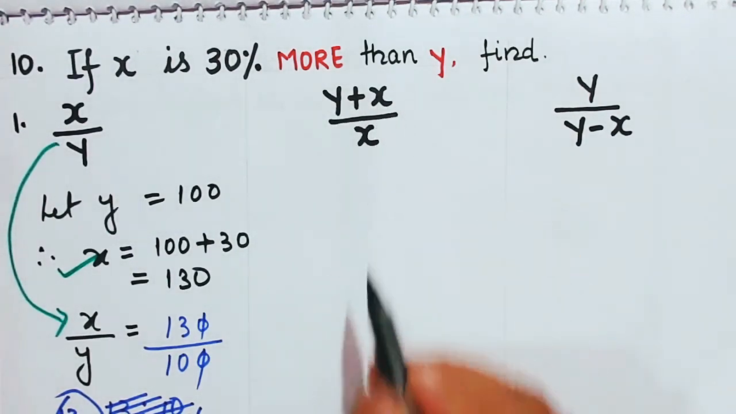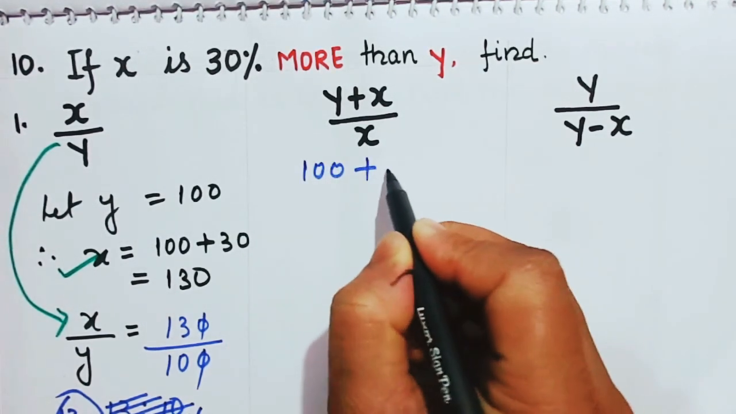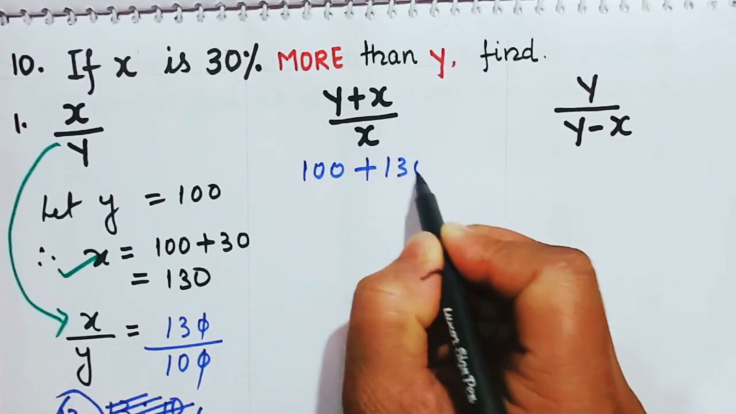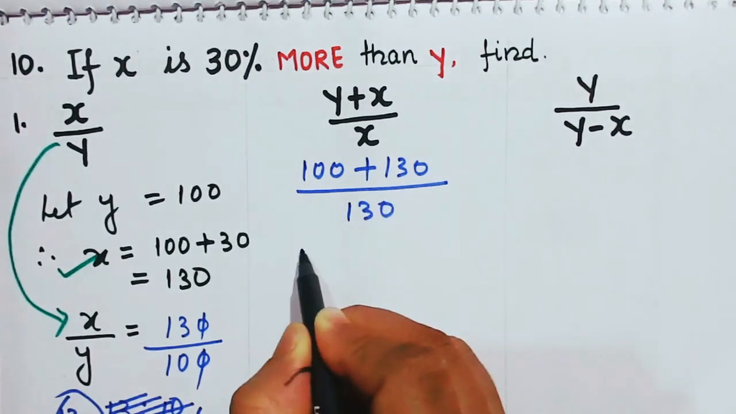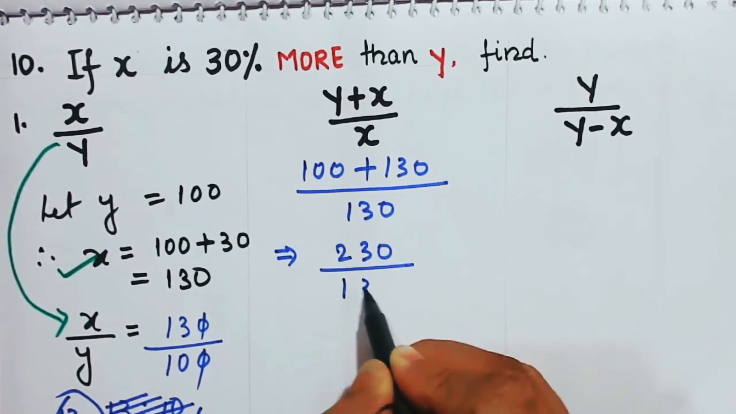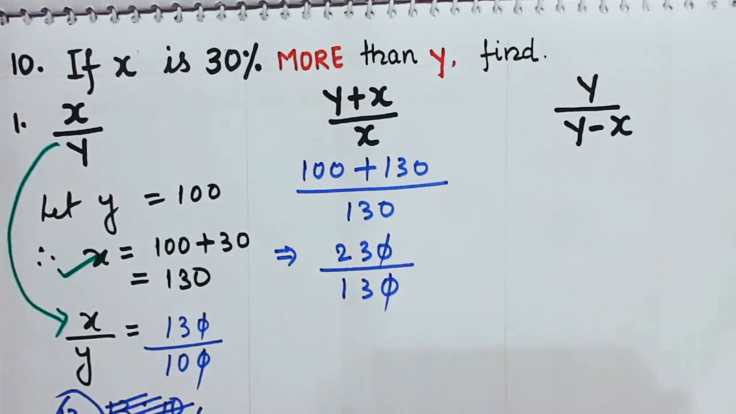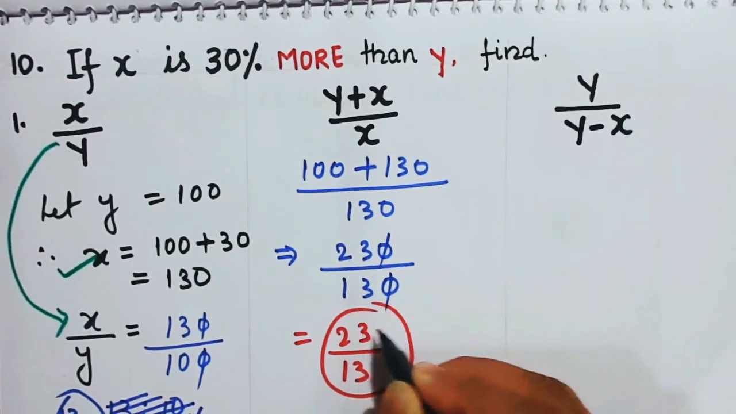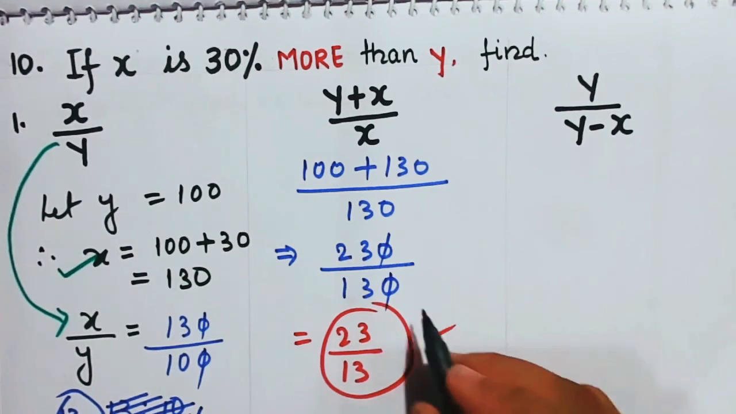So once again we have y plus x by x. So what is this? Y plus x means y is already 100, and x is 130, divided by x, which means 130. This means here you have 230 by 130. On simple cancellation, you would get 23 by 13. I would not write this 23:13 because they are not asking us the ratio. They are just asking the answer in fraction form.